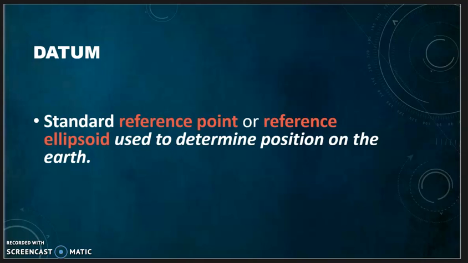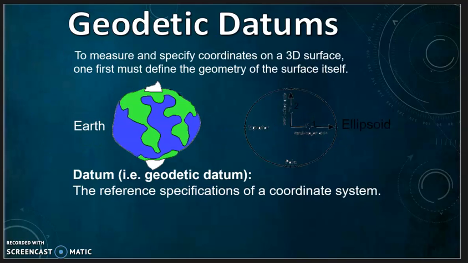Okay, let's talk a little bit about datums. Datums are a standard reference point or reference ellipsoid used to determine position on the Earth. Reference ellipsoids, along with a network of carefully surveyed control points, establish a geodetic datum. Geodetic datums are standard reference points or reference ellipsoids that serve as a base for calculating positions on and above the surface of the Earth.